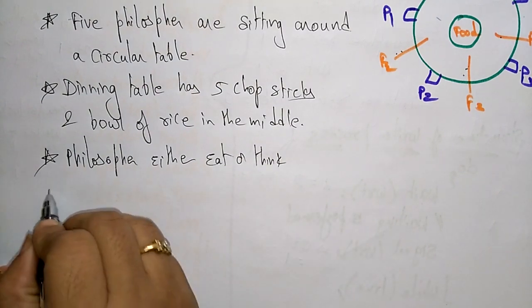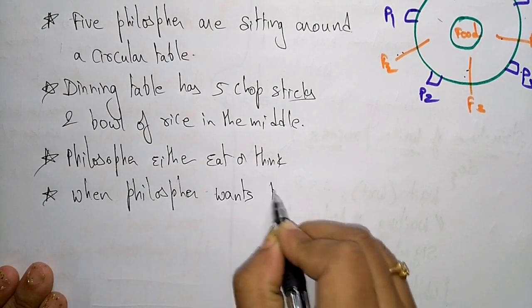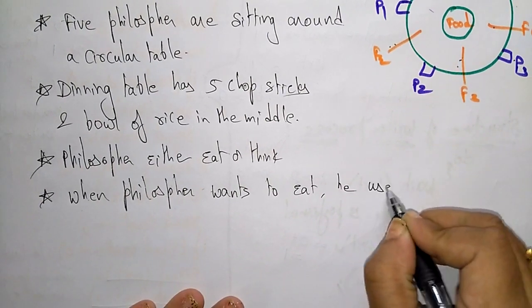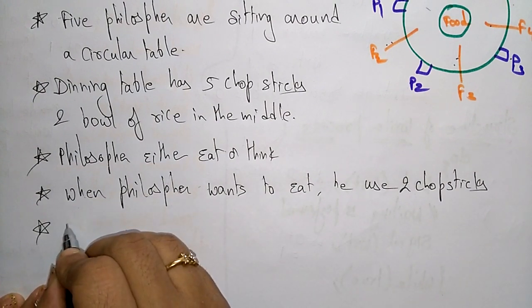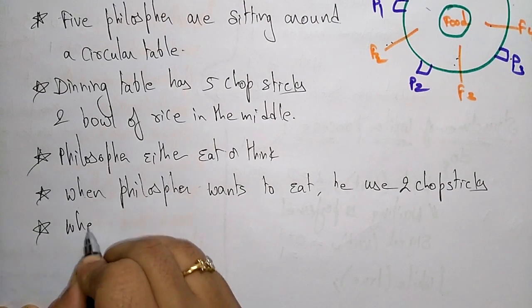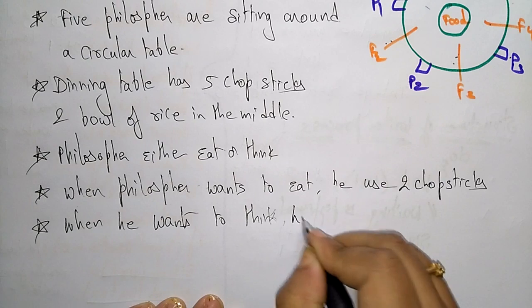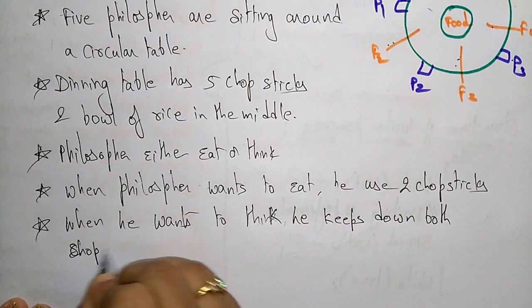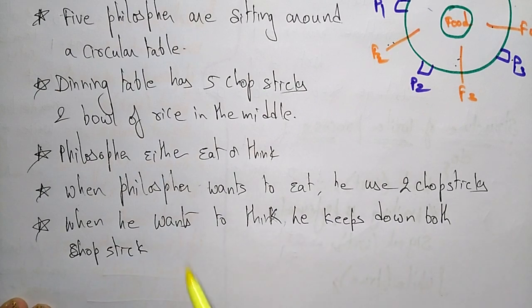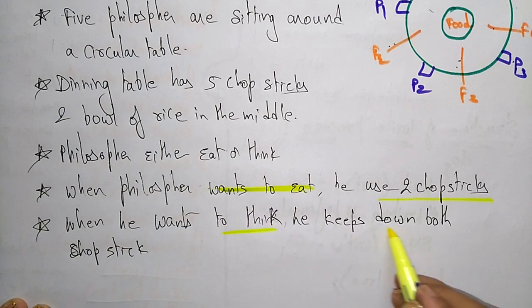The philosopher either eats or thinks. When a philosopher wants to eat, he uses 2 chopsticks. These are all the conditions that you have to write while solving the problem. When he wants to think, he keeps down both chopsticks. Thinking means keeping them down. Eating means he has to use the 2 chopsticks.